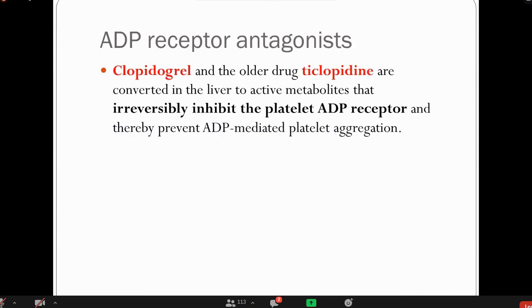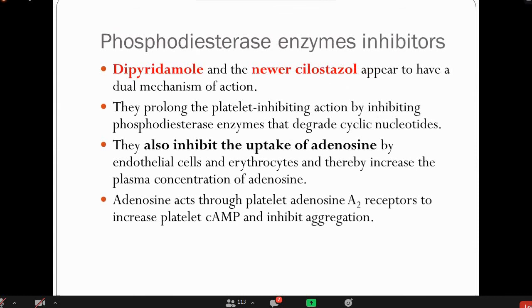Now, the ADP receptor antagonists, examples are clopidogrel and the older drug ticlopidine. They are converted in the liver to active metabolites that irreversibly inhibit the platelet ADP receptor and thereby prevent ADP-mediated platelet aggregation.